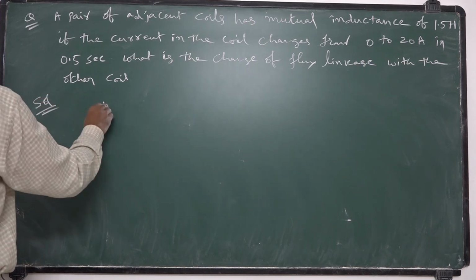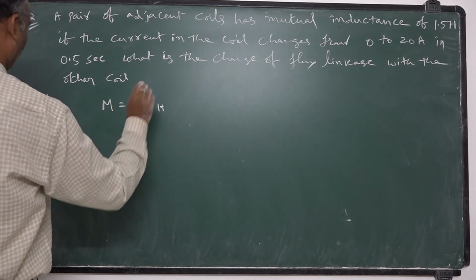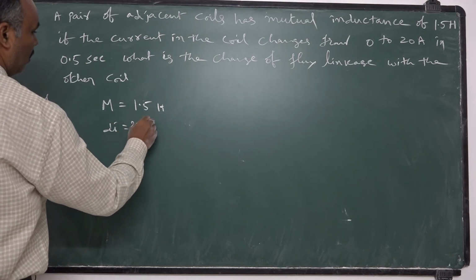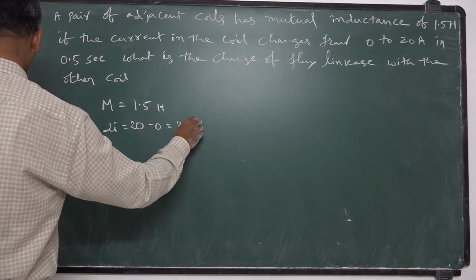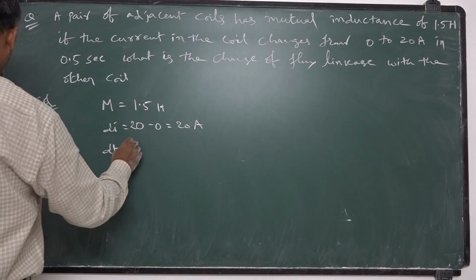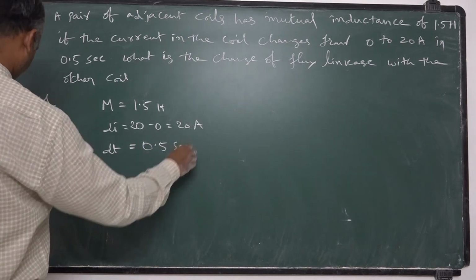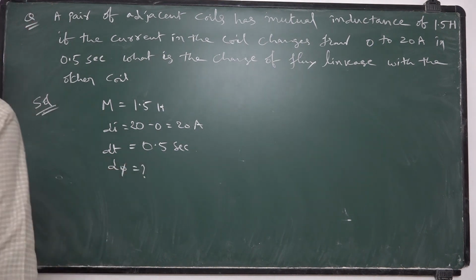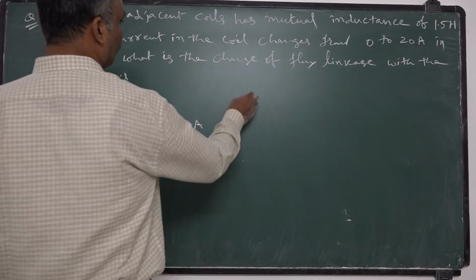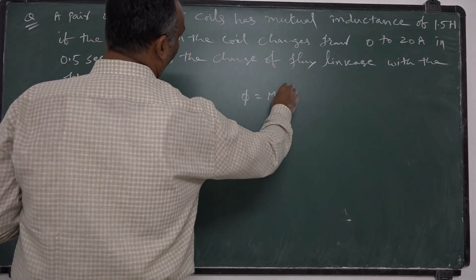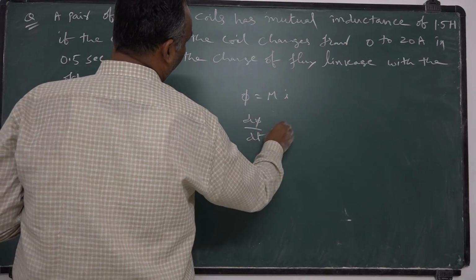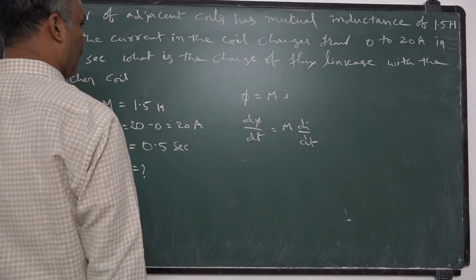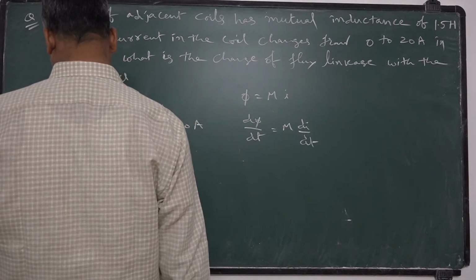Solution is very simple. You are given coefficient of mutual inductance as 1.5 Henry. The change in current, they gave it as 0 to 20, that is 20 amperes. The time interval, they gave it as 0.5 seconds. What is the change in flux associated? Is the question. You know that phi is equal to M i, or d phi by dt is equal to M into di by dt.